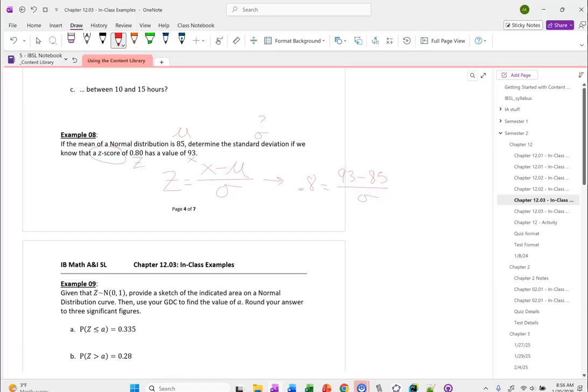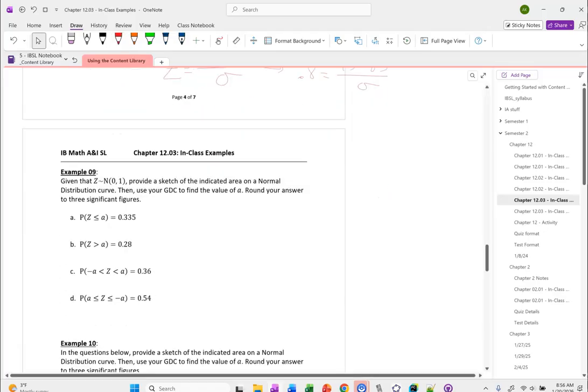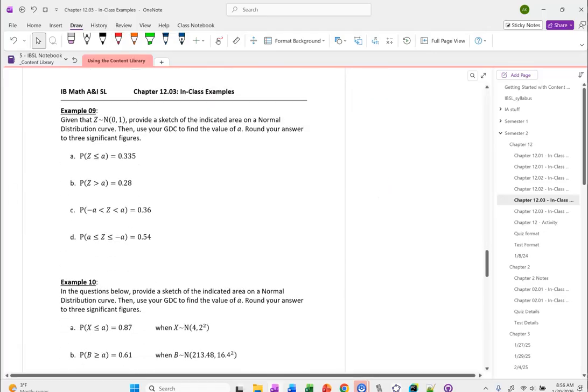Is everybody okay with the algebra there? I can just mention what we did. The key observation there was realizing that I need to use the z-score formula, which telling you that you have a z-score is usually a good indicator.